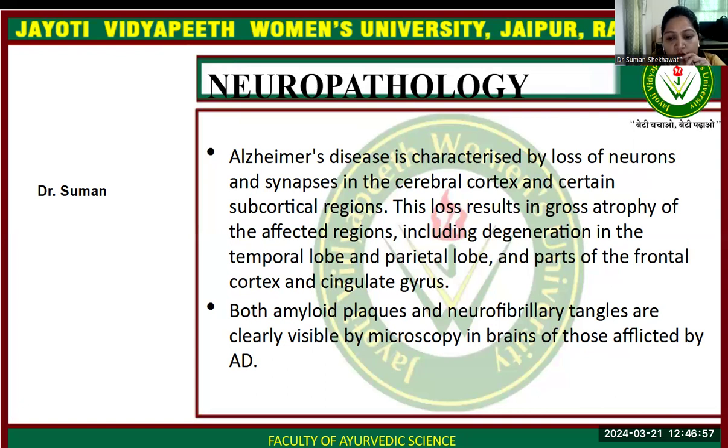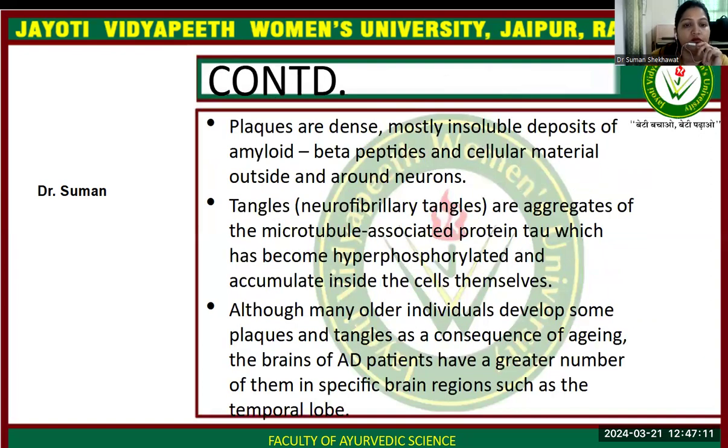Both amyloid plaques and neurofibrillary tangles are clearly visible by microscopy in the brain of those affected by Alzheimer's disease. Plaques are dense, mostly insoluble deposits of amyloid beta peptides and cellular material outside and around neurons.